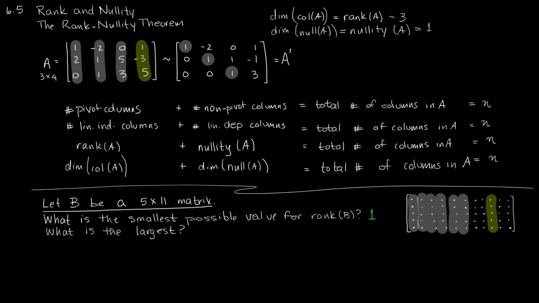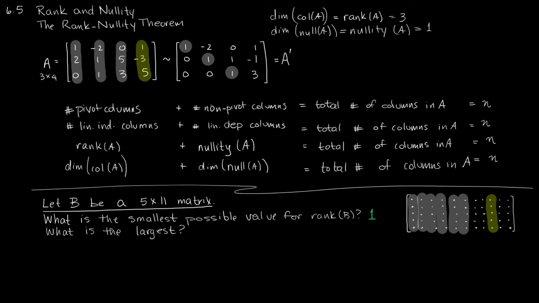Can you have 6 pivots in a 5 by 11 matrix? Could you have 6 pivots in a 5 by 5 matrix? Or a 5 by 12 matrix? What about a 5 by 6 matrix? Could you have 6 pivots there? The answer is no. You can only have as many pivots as you have columns, right?